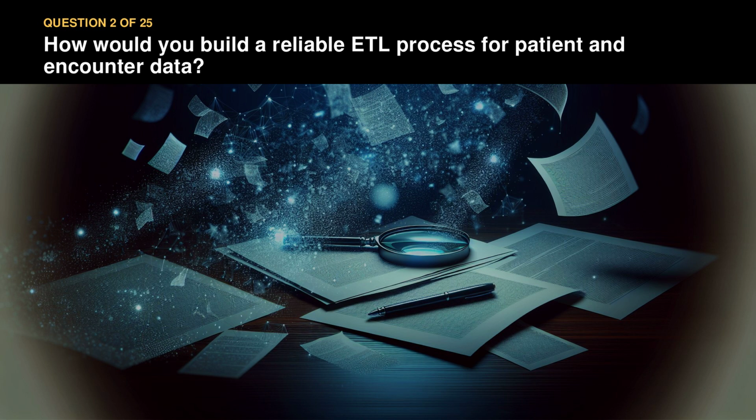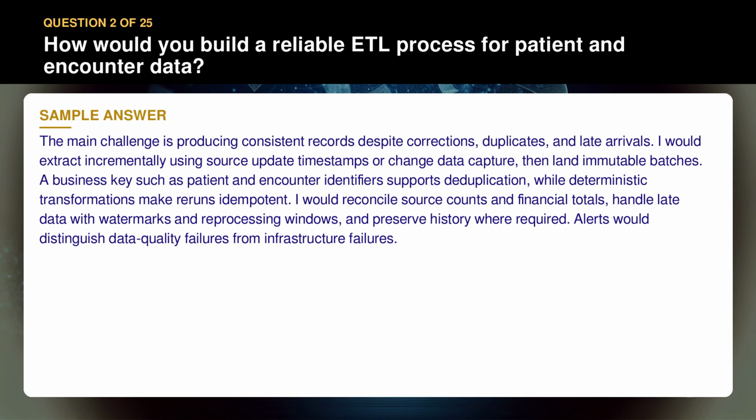Question 2. How would you build a reliable ETL process for patient and encounter data? The main challenge is producing consistent records despite corrections, duplicates, and late arrivals. I would extract incrementally using source update timestamps or change data capture, then land immutable batches. A business key such as patient and encounter identifiers supports deduplication, while deterministic transformations make reruns idempotent.